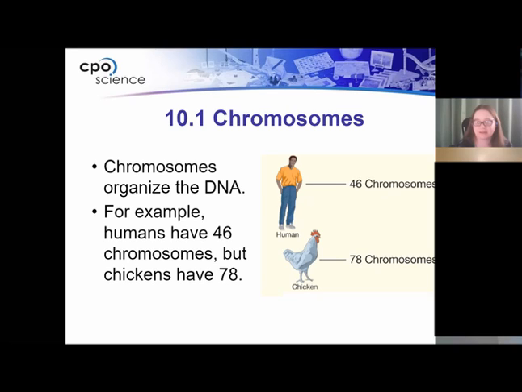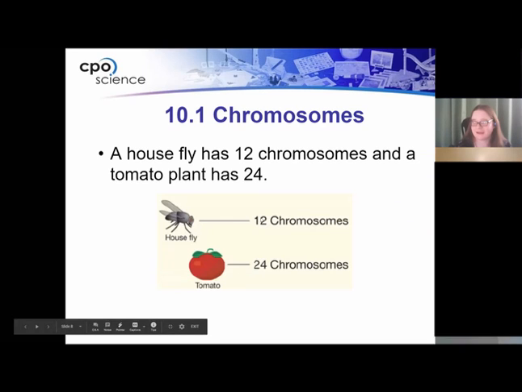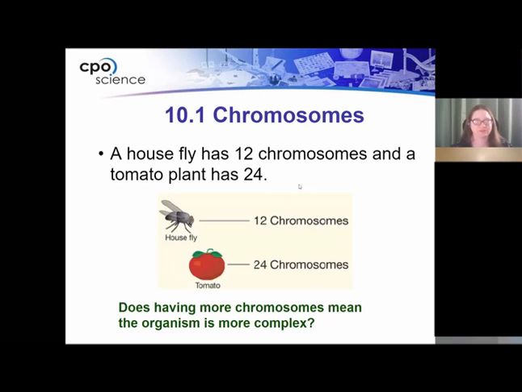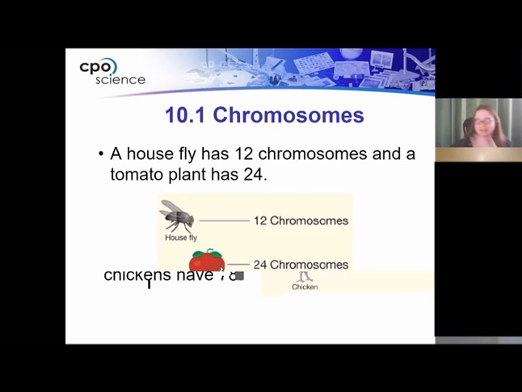So I'm going to go forward again in just a moment, just so I can have that picture of the fly and the tomato. All right, so a housefly has 12 chromosomes and a tomato has 24 chromosomes. A tomato has 24 chromosomes? That's not very complex. Number of chromosomes does not mean IQ. Number of chromosomes does not say how smart it is. I mean, look at that tomato. That tomato has 24 chromosomes. A fly has 12. Is a tomato smarter than a fly? I hope not.